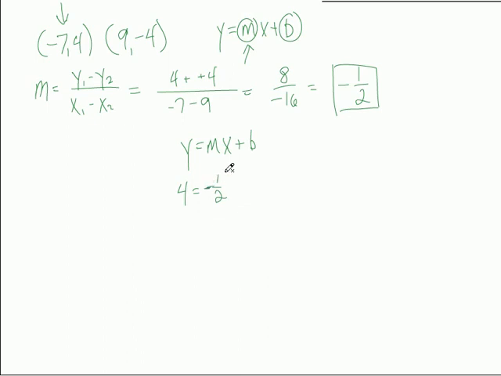I wish I wouldn't have combined them. Okay, times x. What's my x? Negative 7, put that over 1, and then plus what? b, because I don't know what it is. That's what I'm going to solve for. So now, let's go ahead and solve for it. So 4 equals, let's do this, negative 1/2 times negative 7 is, let's go 7/2.